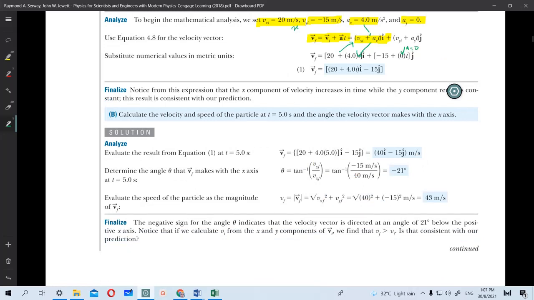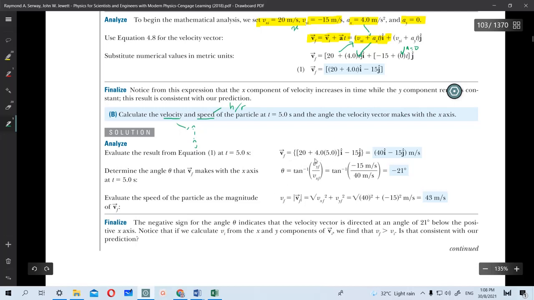Now let us look at part B, where we are going to substitute the t value. According to the question, it's asking you to calculate velocity, meaning with direction, and speed. Since it's asking for speed, this question is asking you to get the hypotenuse, or the resultant, of the velocity. It is actually okay to leave your answer in the form of i and j.